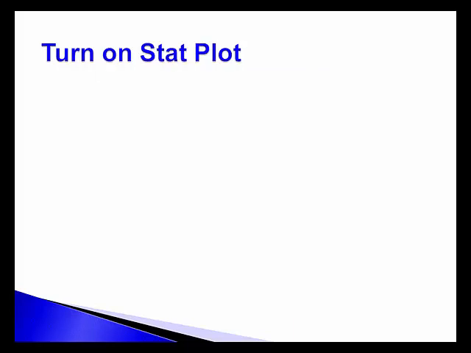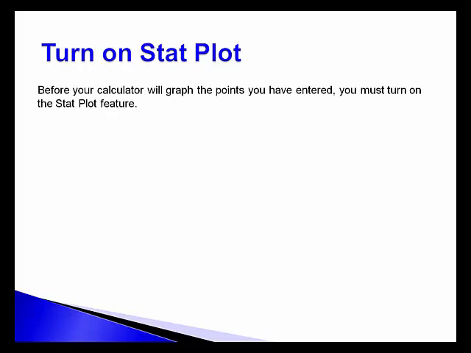Next, we should turn on the stat plot. Before your calculator will graph points, a stat plot feature must be turned on. Our steps for doing that are second, y equal, which is actually the stat plot, and then we enter a 1. This will access stat plot 1. There are 4 stat plots that can be used. We'll use the first one.